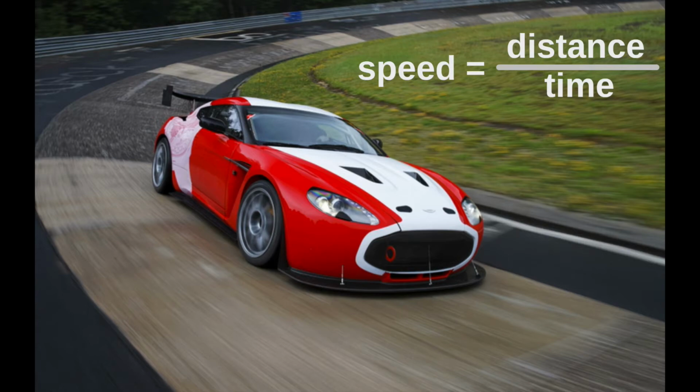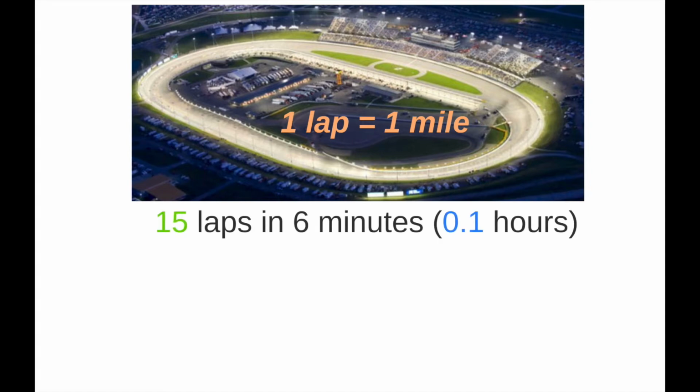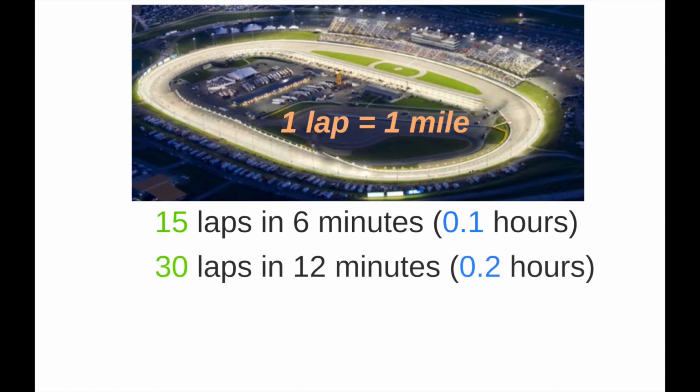Now, if you were in a race car going around a track, this track is 1 mile around, you could try to hold the speed constant as fast as you could go. In that case, you might go the first 15 laps in 6 minutes, or 0.1 hours, and the first 30 laps in 12 minutes, or 0.2 hours.